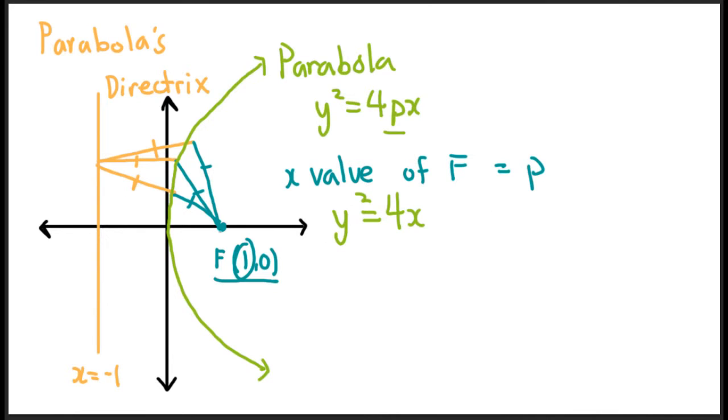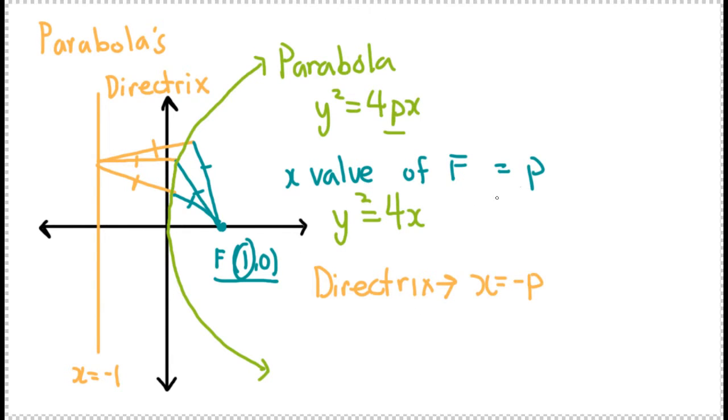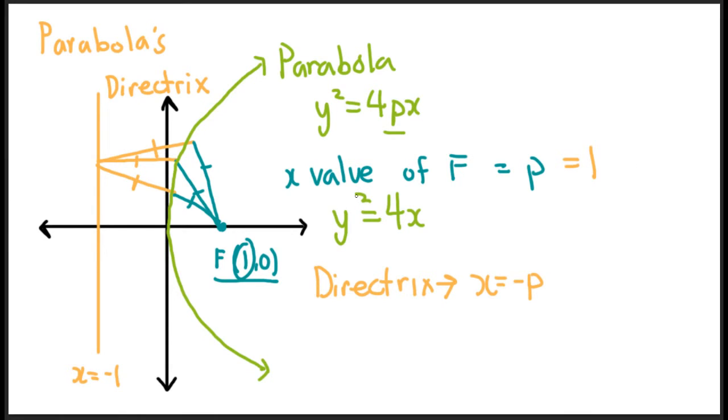And from here, how do we find the directrix? The directrix always equals x equals minus p. So in this case, p would be 1 because the focal point is (1, 0). So the directrix would be x equals minus 1, as we can see right over here. And this is basically what a parabola is.